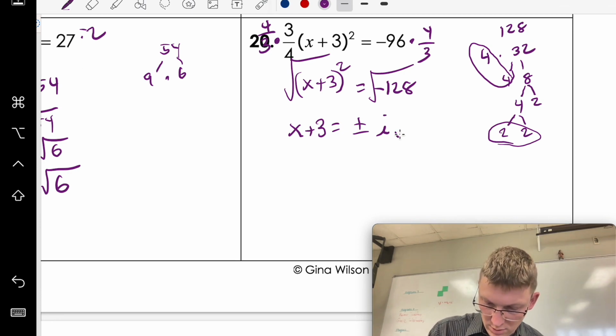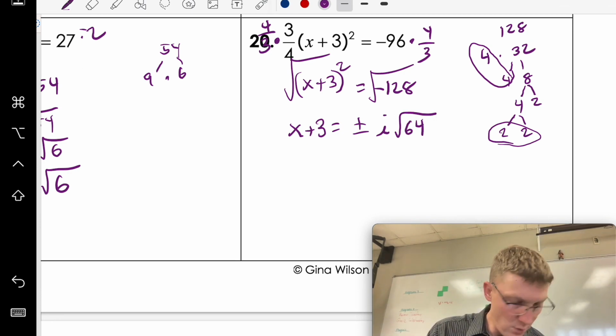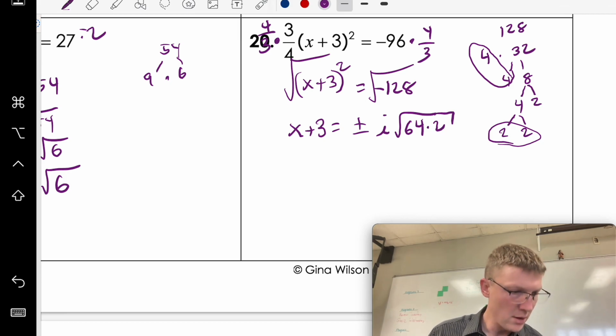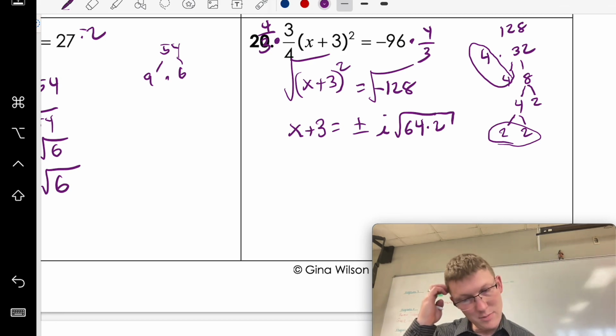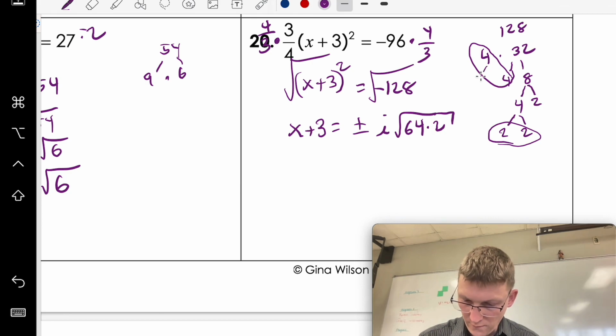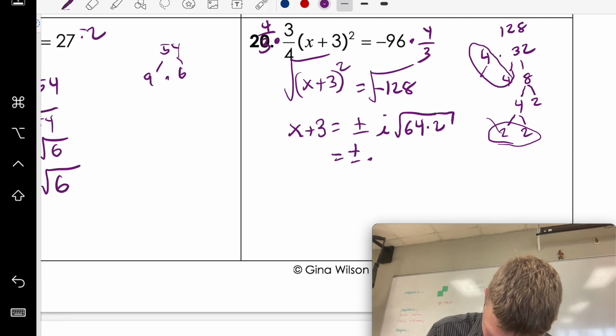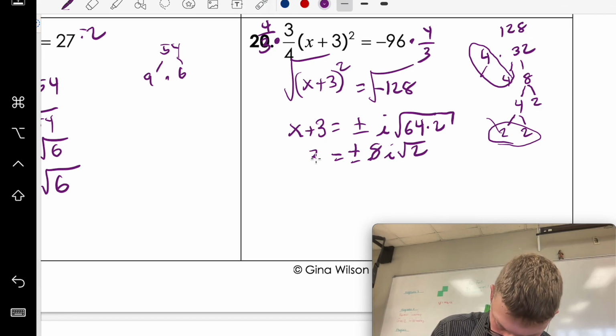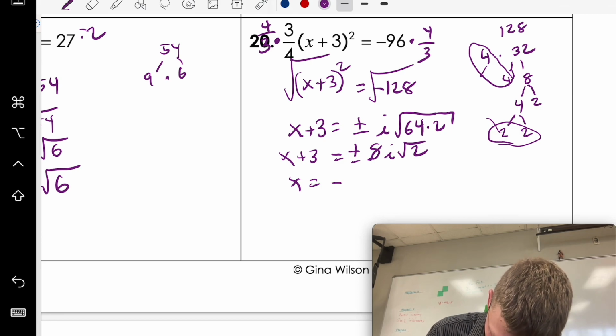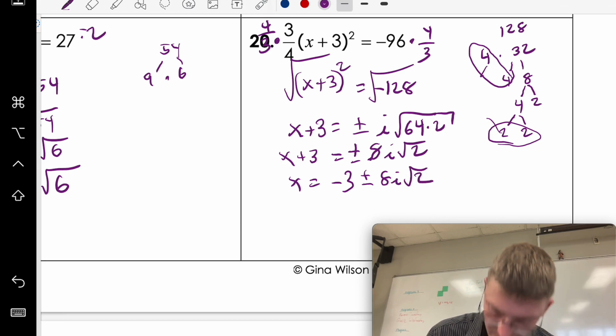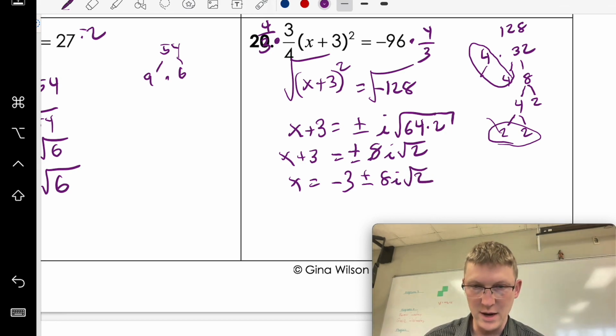So our new square root is going to be 64 times 2. The square root of 64 is 8, which I didn't even need my calculator for that. You can just take 4 times 2, but whatever. Plus or minus 8i square root of 2. Good note keeping. So then we got x equals negative 3, 3 went over, plus or minus 8i root 2. And there we have it.